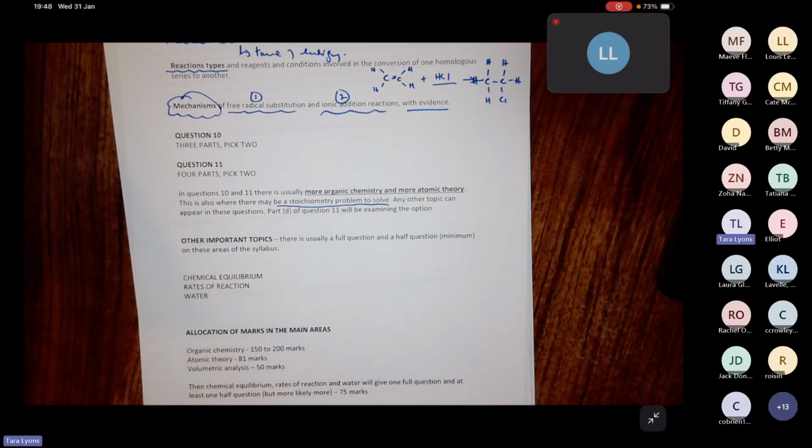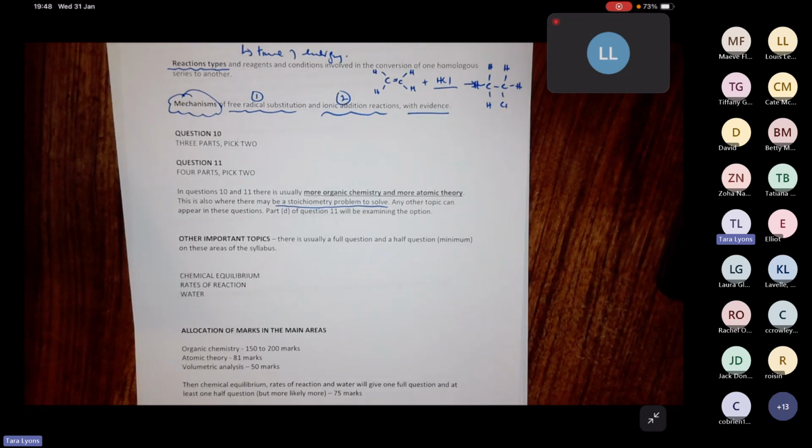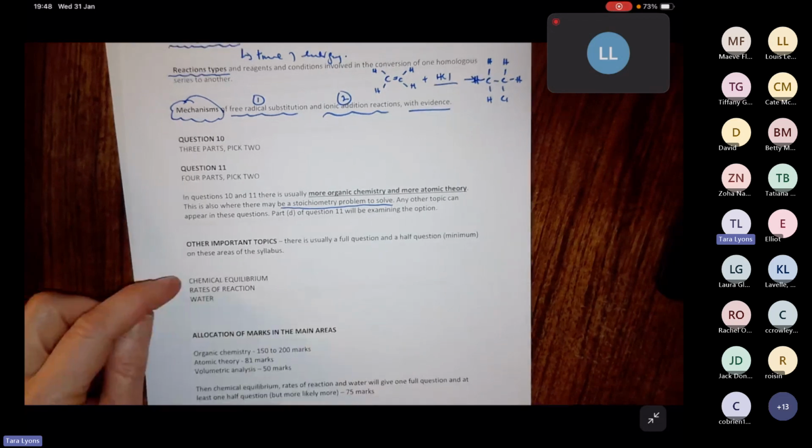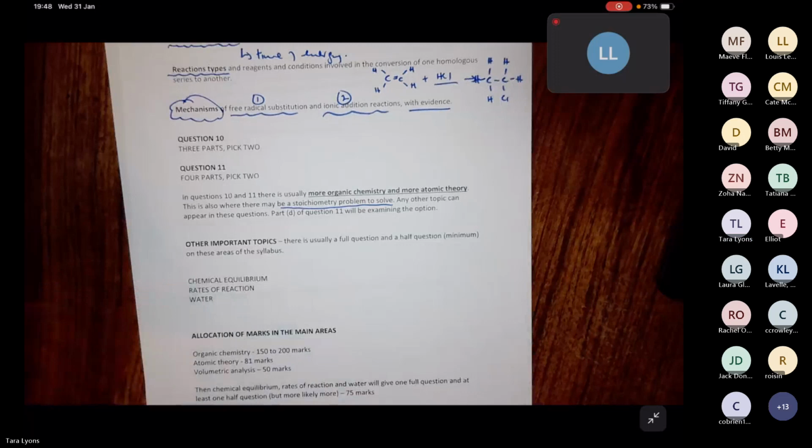There's only 1 chapter each in your books. So instead of having to learn maybe 4 or 5 chapters on atomic theory, or 3 or 4 chapters on organic, you only have to learn 1, 1, and 1. So they're kind of self-contained chapters. So they would definitely improve your choice on your paper.